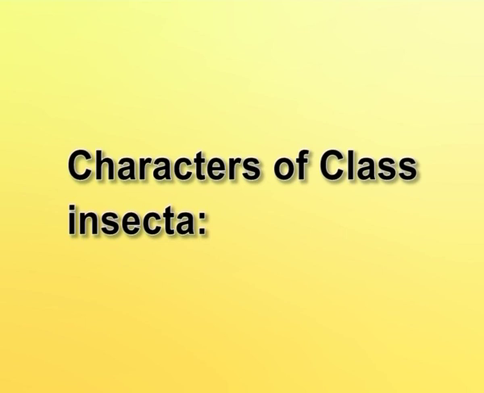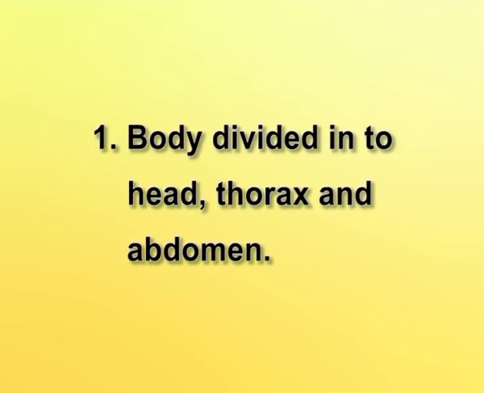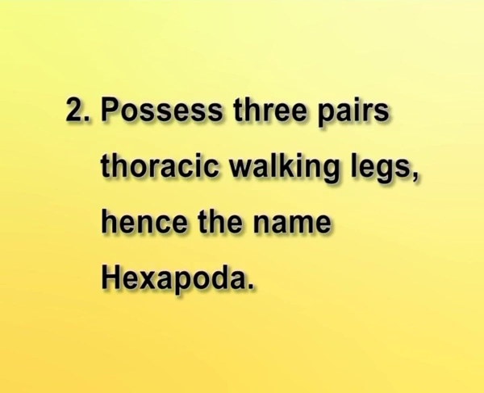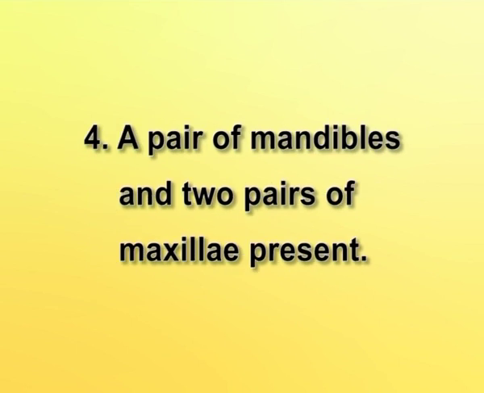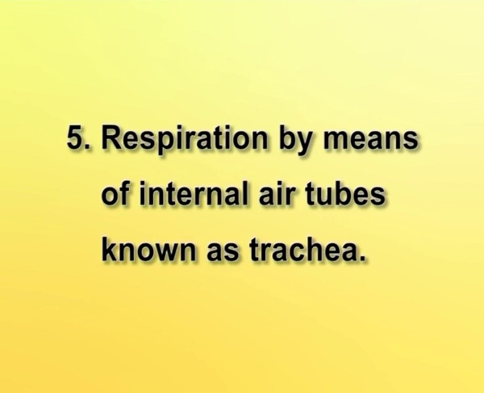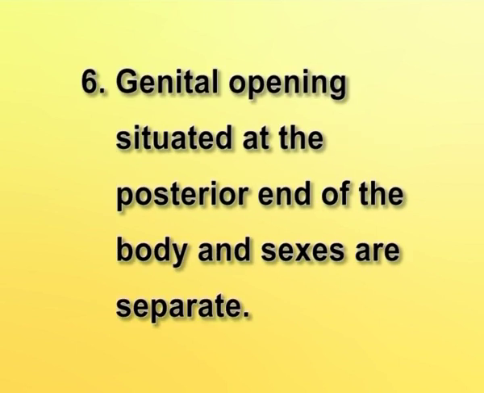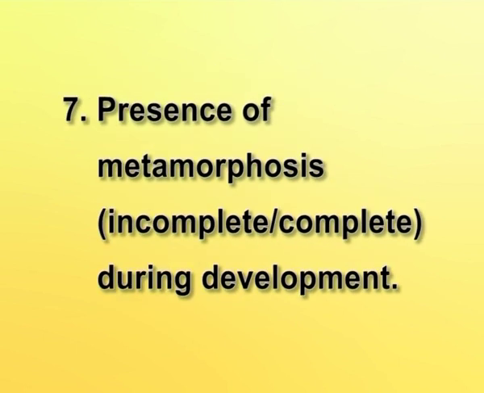Characters of class Insecta. Body divided into head, thorax and abdomen. Possess 3 pairs of thoracic walking legs, hence the name hexapoda. Presence of 1 or 2 pairs of wings and a pair of antennae. A pair of mandibles and 2 pairs of maxillae present. Respiration by means of internal air tubes known as trachea. Genital opening situated at the posterior end of the body and sexes are separate. Presence of metamorphosis, incomplete or complete, during development.